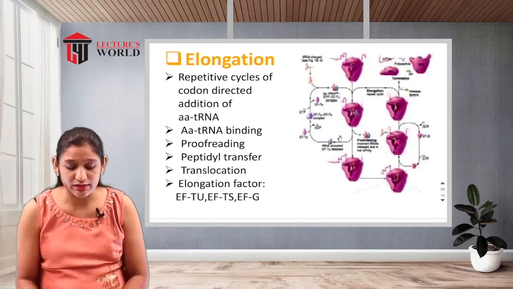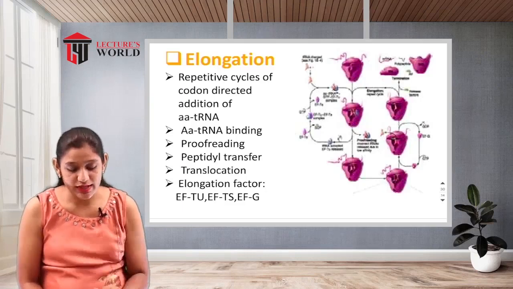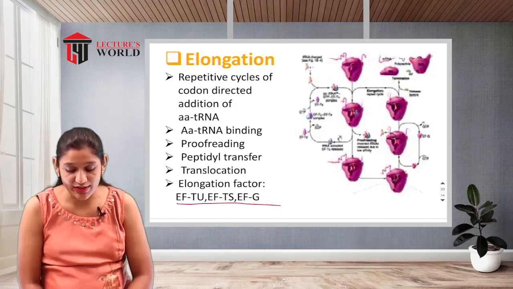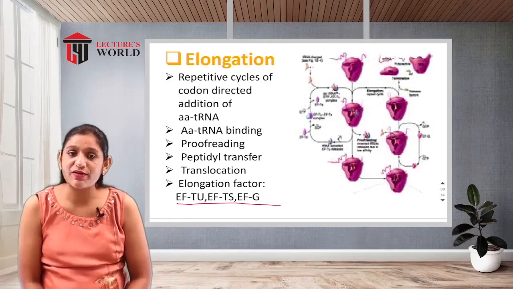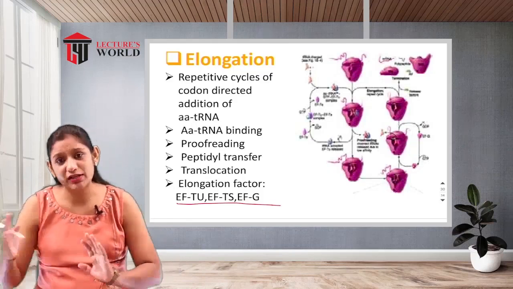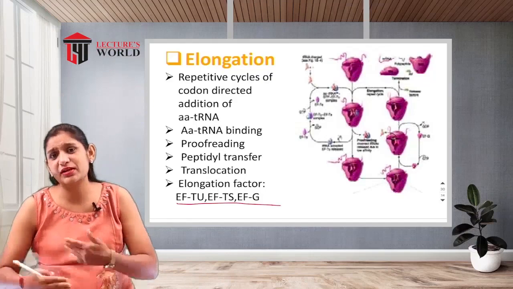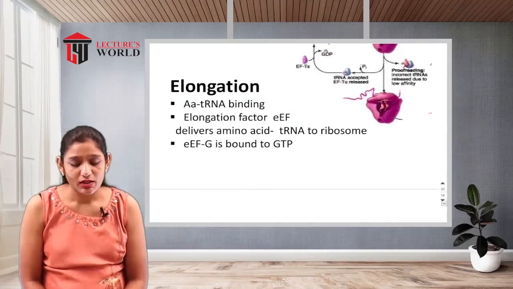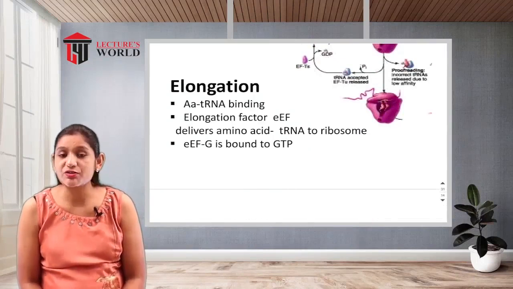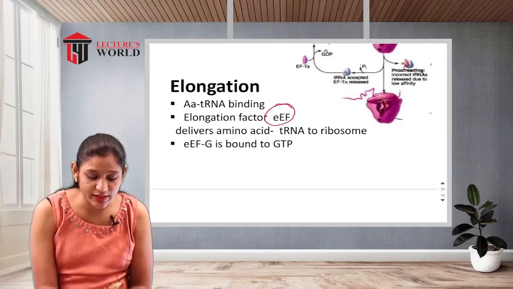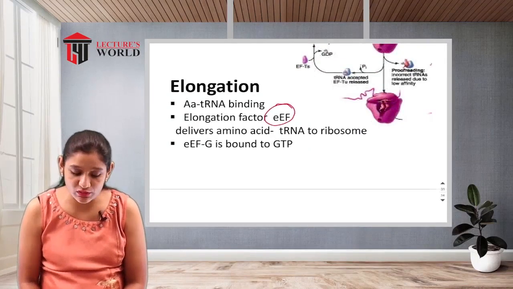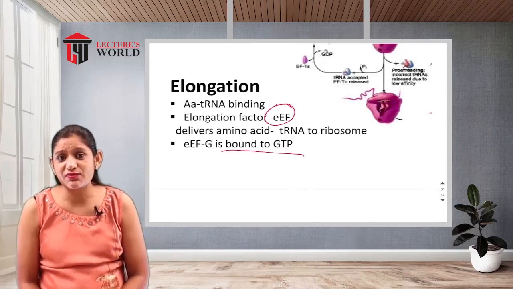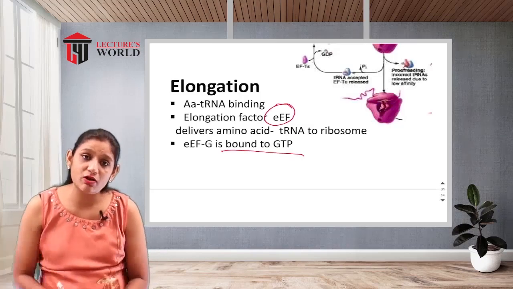What are the elongation factors? EF-Tu, EF-Ts and EF-G. These are elongation factor Tu, elongation factor Ts and elongation factor G. They act in a process that occurs repeatedly. In amino acid tRNA binding, the elongation factor delivers the amino acid tRNA to the ribosome, and EF-G is bound to GTP. This is the energetic factor, a high energy factor required for the elongation process.